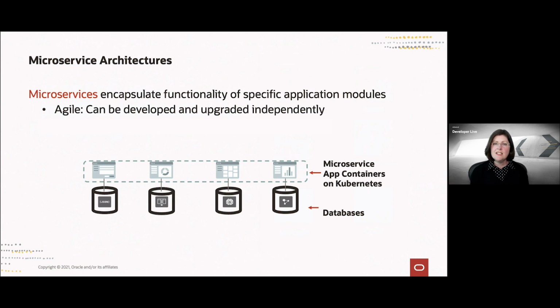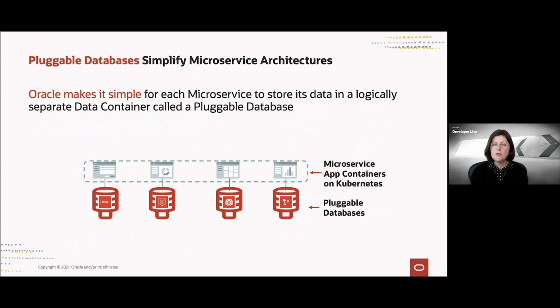And because of that independence, it's also more highly available, because if one of the services happens to go down, the other services remain open for business, because each service has its own data store that is suitable for that particular microservice. So making it really nice and simple. And Oracle allows you to implement microservices very easily and simply with the Oracle database, because each microservice can store its data in its own logically separate database container that we call a pluggable database.